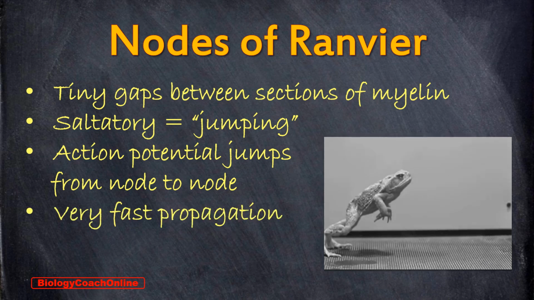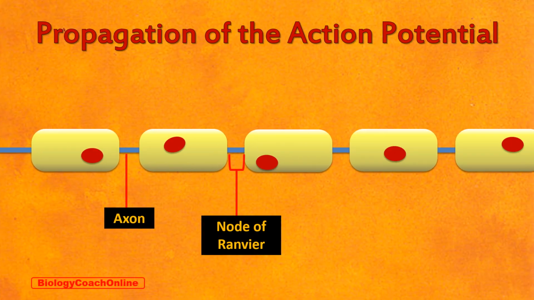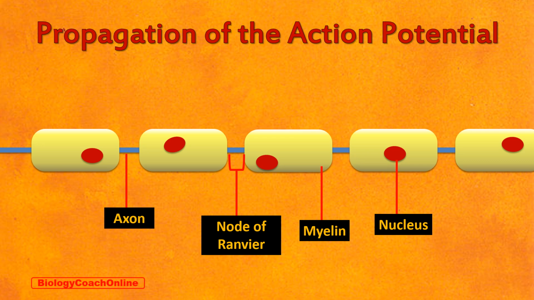So it goes something like this. The axon is here. Here is a node of Ranvier. Now these segments represent myelin sheath, and you see the nuclei of oligodendrocytes here. So this little animation then demonstrates the saltatory behavior of the action potential. Of course, it's much faster than this, but you get the idea.